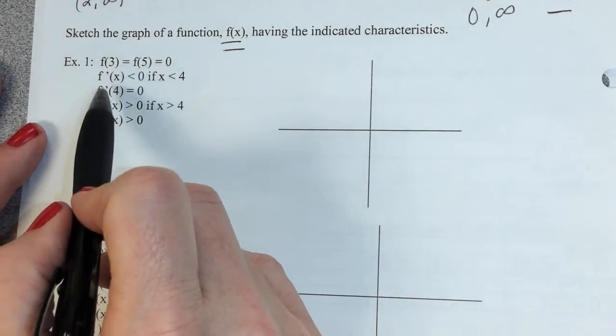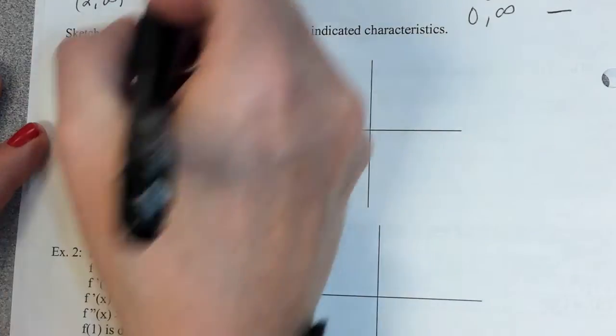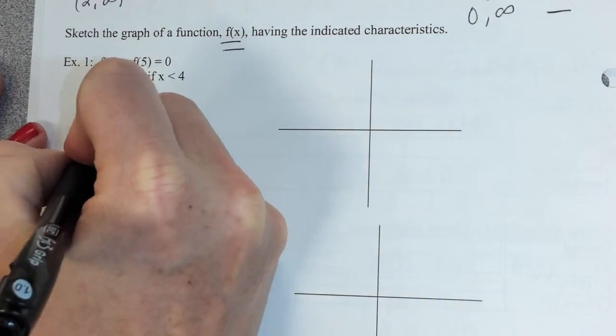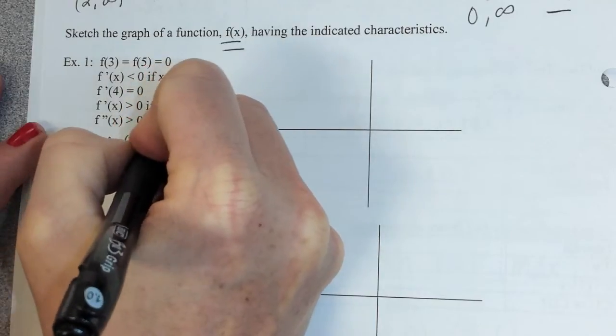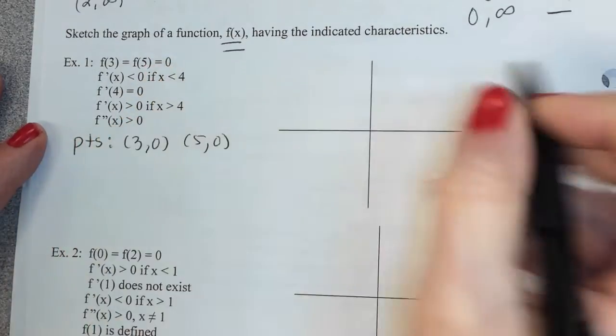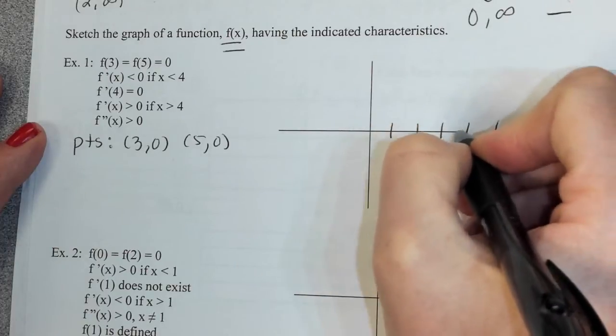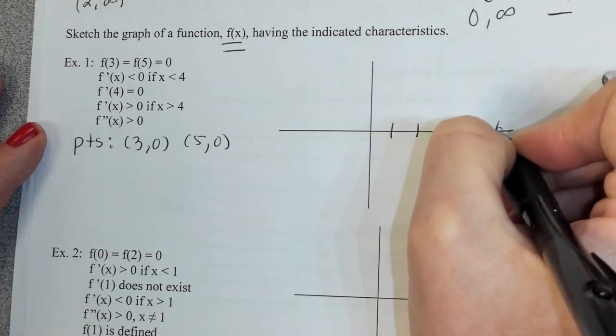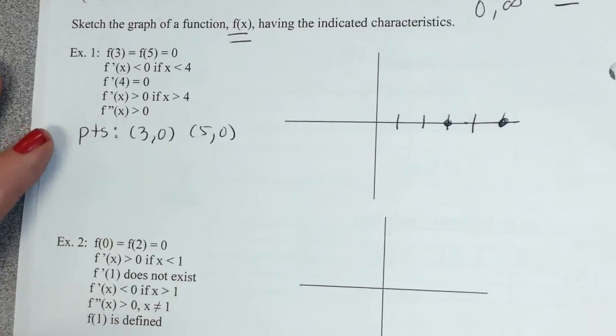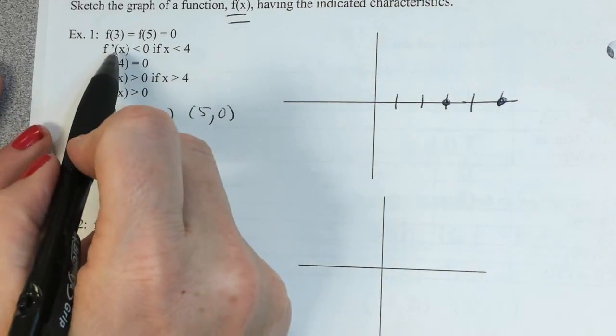What is it, Nick? They are, yes. So they're telling me these points: 3, 0 and 5, 0. They're telling me those x-intercepts. So right there and right there. I'm going to plot things as I figure them out.